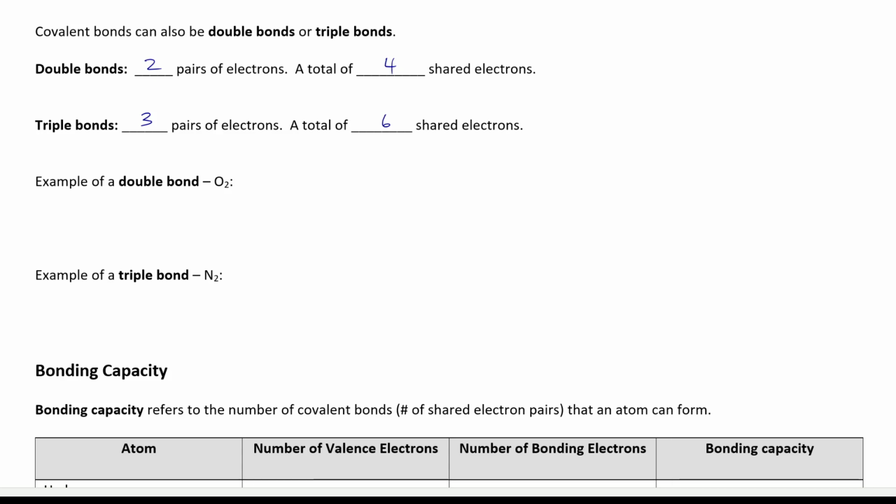All right, so how do we do a double bond? Let's look at 2 oxygen atoms. So we have an oxygen atom here with 2, 4, and then we have the 6 electrons. These ones are unpaired. And we have an oxygen here, same idea.